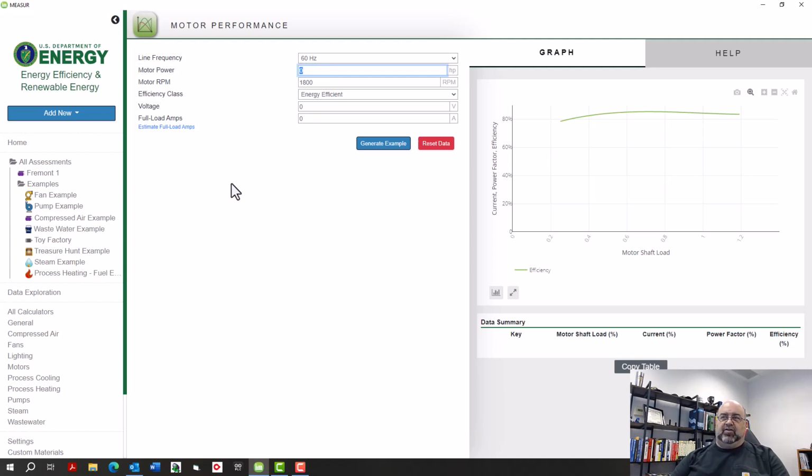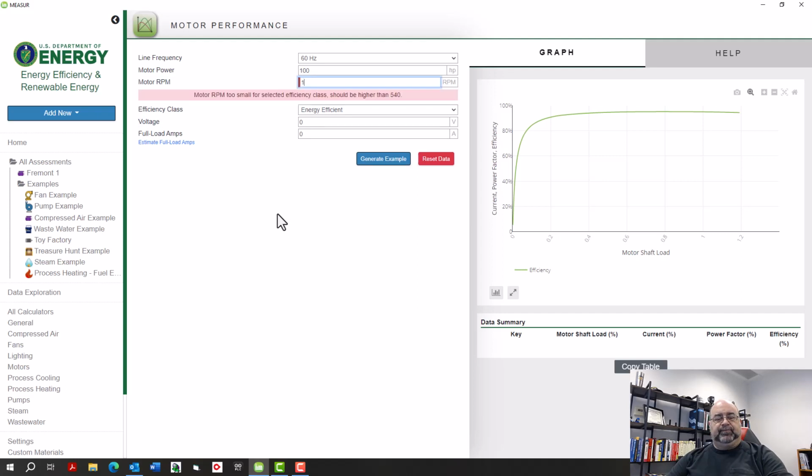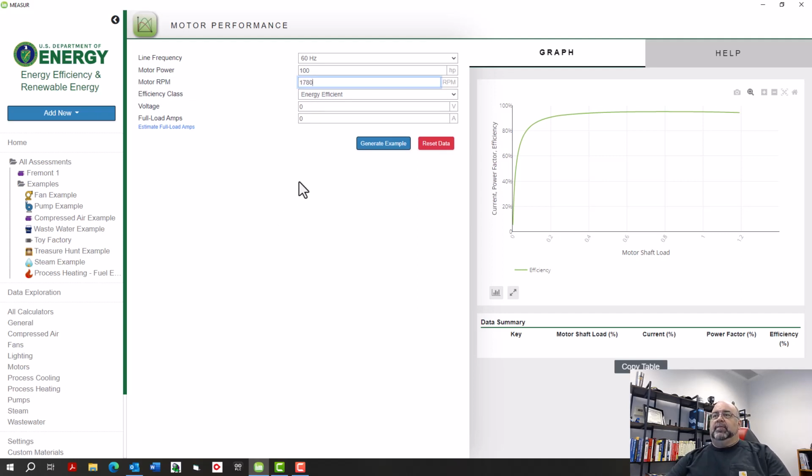What if I don't have something and I say, I know it's 100 horsepower. I know it's a 4-pole motor. Well, let's say it's a 1780. Okay, and we're going to stick with premium efficient because that goes under the last IESA. And we're going to say it's a 460 volt.